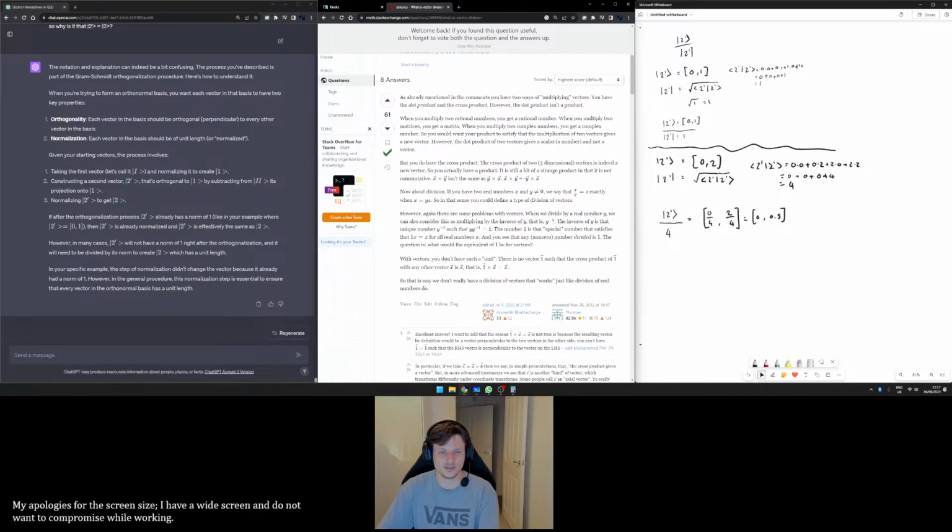With vectors, you don't have such a unit. There is no vector 1 such that the cross product of... So that is why we don't really have a division of vectors that works just like division of real numbers does.